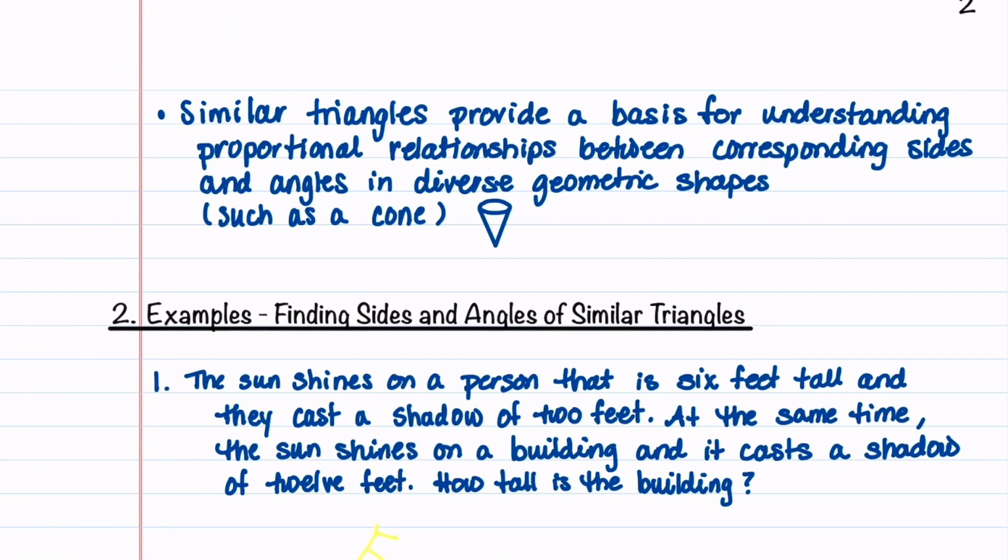Similar triangles provide a basis for understanding proportional relationships between corresponding sides and angles in diverse geometric shapes. There are a lot of problems that can be solved with similar triangles. Let's now look at 2 of these examples.